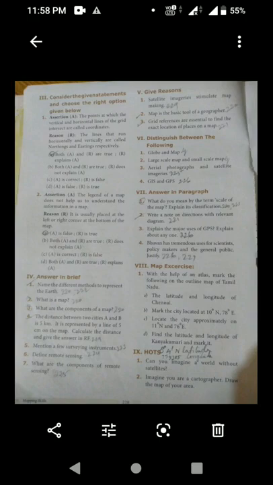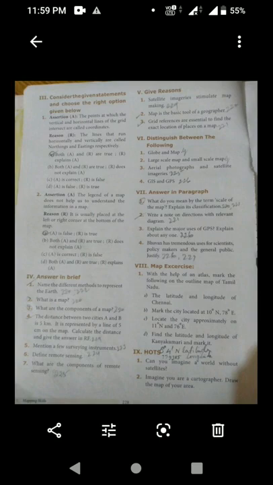Next, Roman number 7, answer in paragraph. Second question: write a note on directions with the relevant diagram. It is a very simple and easy question. So, page number 221. Please, students, study and write this answer.